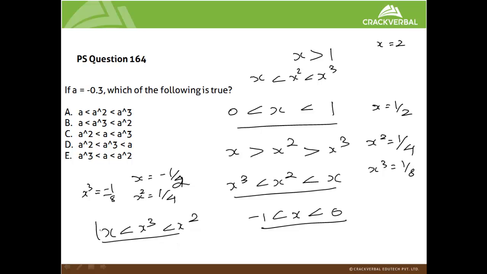So remember this order for a proper fraction. For x between 0 and 1, always x cube is lesser than x square, which is further lesser than x. That is, x is greater than x square and x cube. The greater the power, the value would be lesser because your denominator increases. I hope this is clear. A cube has to be less than a square because it's a proper fraction but negative, between minus 1 and 0. So the order should be a, a cube, a square. So answer has to be B here. Hope this is clear. Thank you.